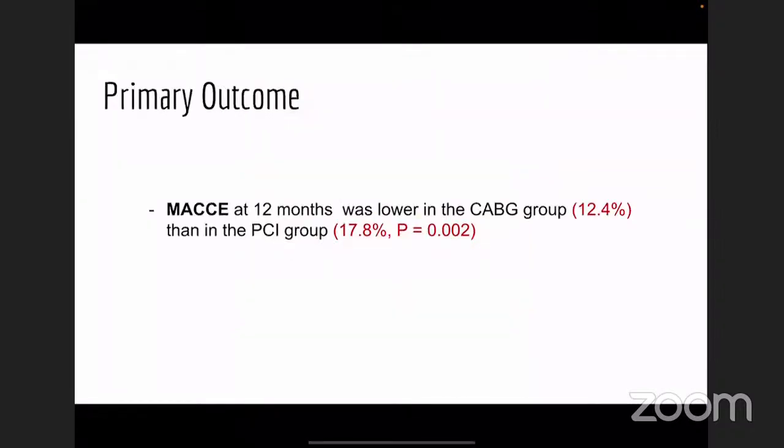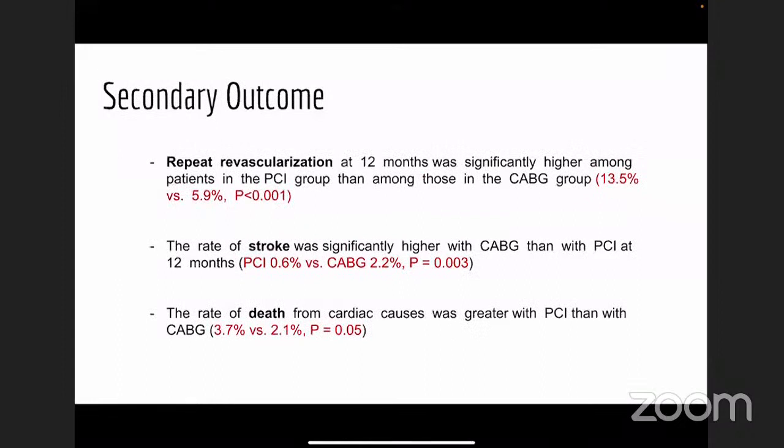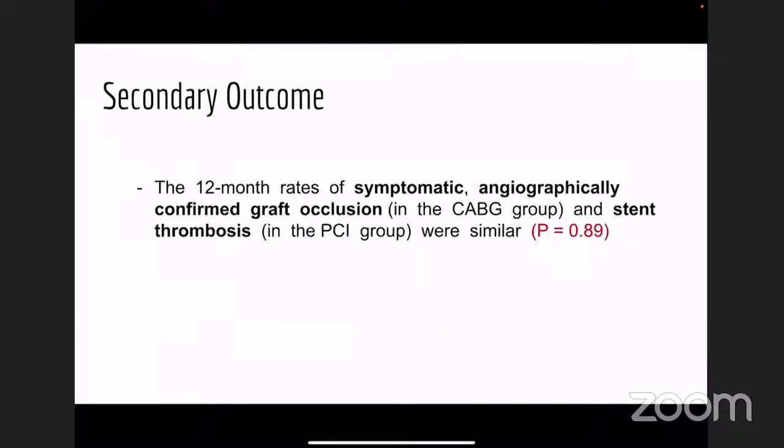The primary outcome of MACE at 12 months was lower in the CABG group with statistically significant p-value. The secondary outcome of repeat revascularization at 12 months was significantly higher among patients with PCI, with statistically significant p-value as well. The stroke rate was higher in the CABG group compared to PCI. The rate of death was greater in PCI with statistically significant p-value. The 12-month rates of asymptomatic angiographically confirmed graft occlusion in the CABG group and the stent thrombosis in the PCI group were similar.